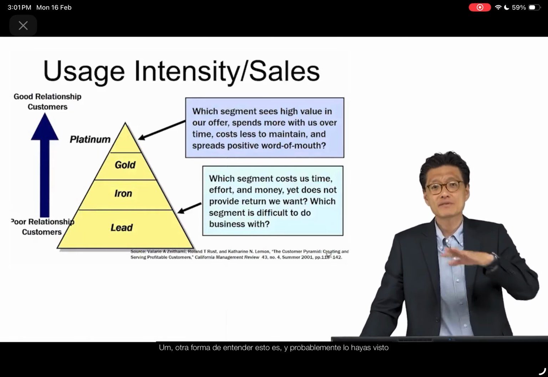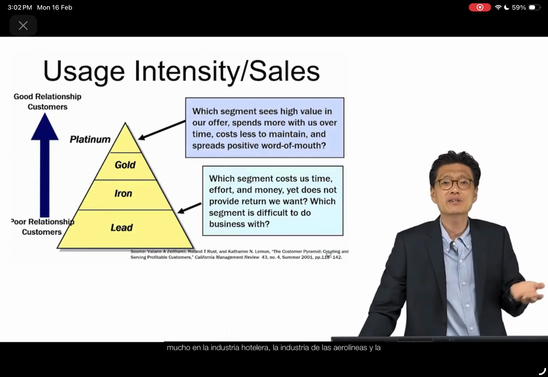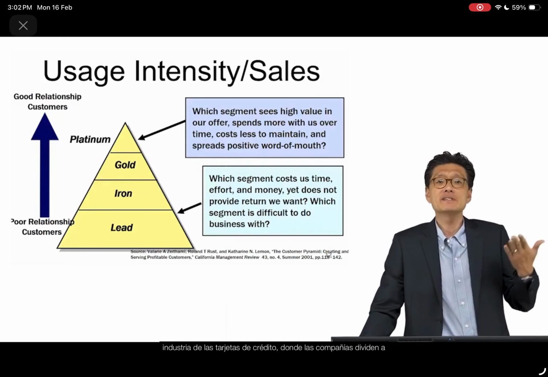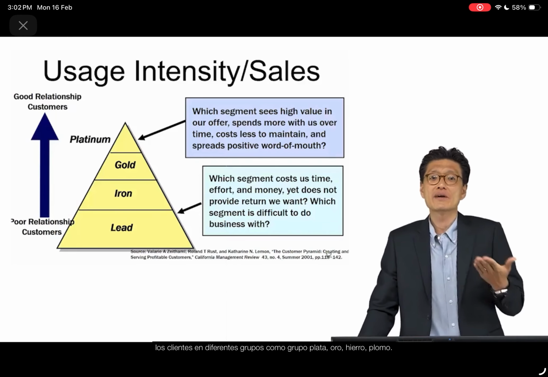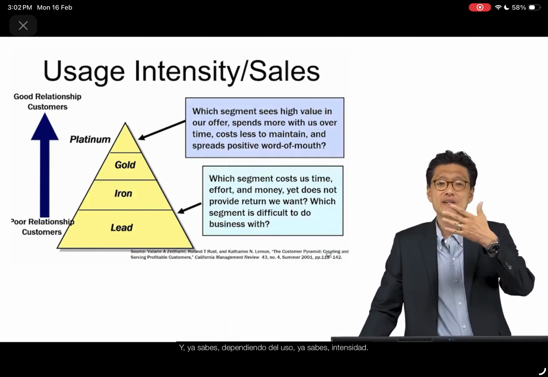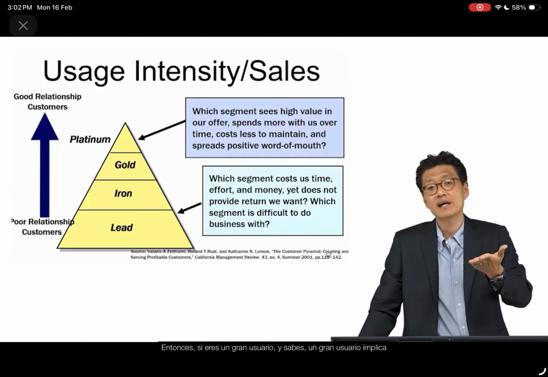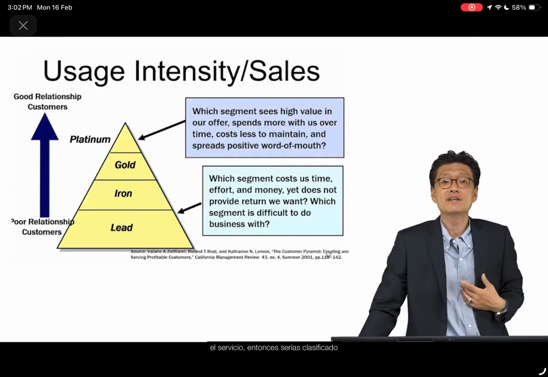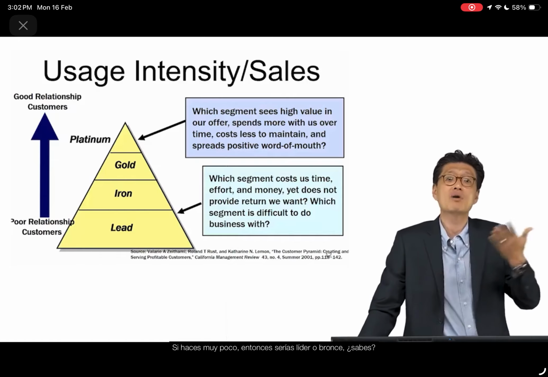Another way to understand this is, and you've probably seen this a lot in the hotel industry, the airline industry, the credit card industry, where the companies divide the customers into different groups like platinum, gold, iron, lead, depending on the usage intensity. If you're a heavy user, and a heavy user implies that you're paying a lot over time for the service, then you would be classified as a platinum. If you do very little, then you'd be lead or bronze.